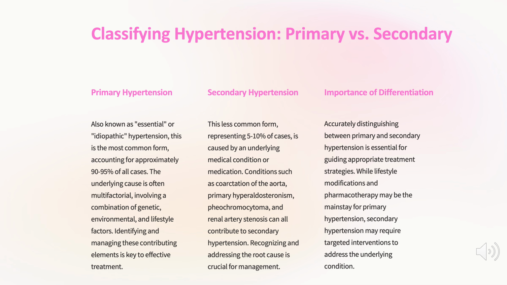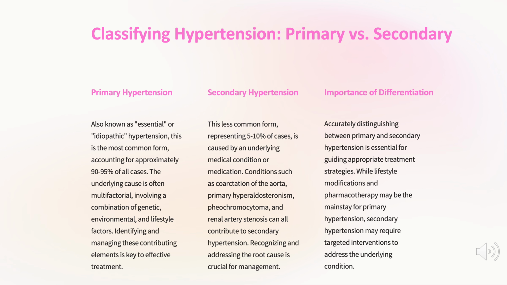On the flip side, we have secondary hypertension, a less frequent occurrence comprising 5 to 10% of cases. This type arises from underlying medical conditions or medications. Conditions such as coarctation of the aorta, primary hyperaldosteronism, pheochromocytoma, and renal artery stenosis can all be culprits in secondary hypertension. Recognizing and addressing these root causes is paramount for effective management.